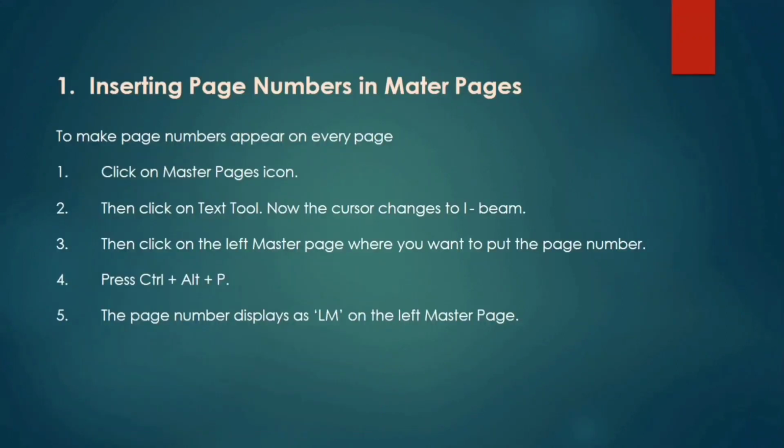Inserting page numbers in the master page. To make page numbers appear on every page, click on the master page icon. Then click on the text tool. Now the cursor changes to an I-beam. Then click on the left master page where you want to put the page number. Press Ctrl plus Alt plus P. The page number displays as LM on the left master page.